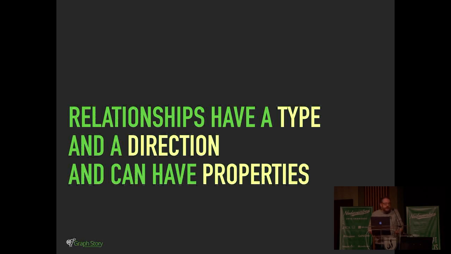That's the type of relationship it is. And they usually have a direction. It varies. Some can be bidirectional, some can only be unidirectional. They have a direction, though, that they face. And they can have properties as well.